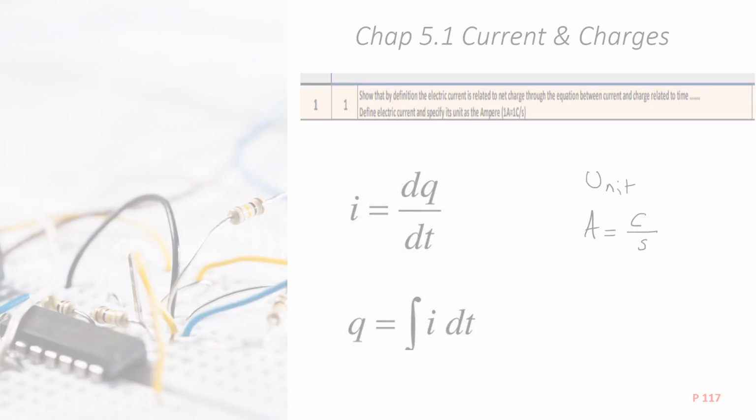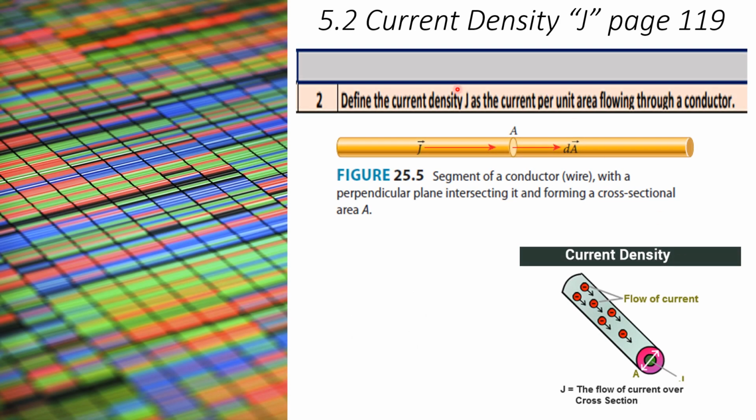With the next slide, here it's about the current density J. We need to define the current density J as the current per unit area flowing through a conductor. So here we have a wire. The flow of the charges through the area of the wire is considered as the current density J. So J is equal to the current over A. Here A stands for the area. Look here in the picture, that's the cross-sectional area of the wire, which in this case is pi r squared.